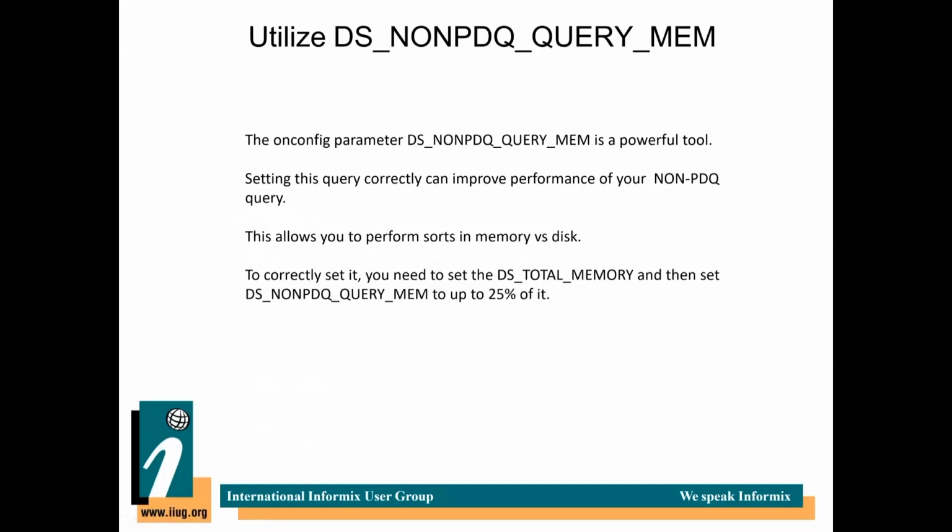Utilize DS non-PDQ query mem. I still see a lot of people that do not use this parameter. It's a very powerful tool for non-PDQ type queries. Setting this correctly can help improve your non-PDQ queries by a lot. What it basically does is allow you to perform sorts in memory instead of on disk. To set it correctly, you need to set DS total memory to a value and then set DS non-PDQ query mem to up to 25% of your DS total memory.